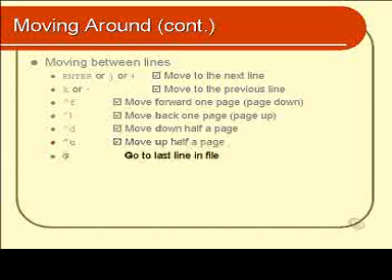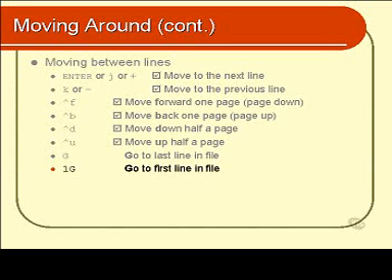Next we have capital G, which, when used by itself, simply means go to the last line in the file. However, you can also use capital G prefixed by a number. If you use the number 1, it means go to the first line in the file, or if you use any number n, go to line n in the file. So let's have a look at that.